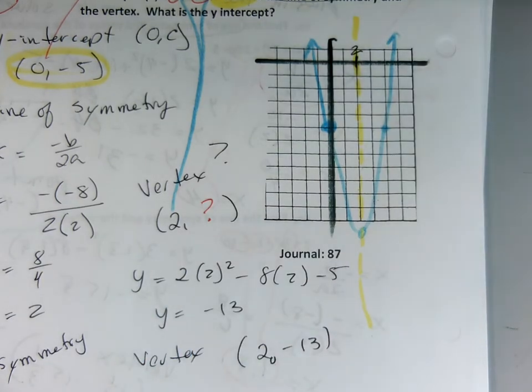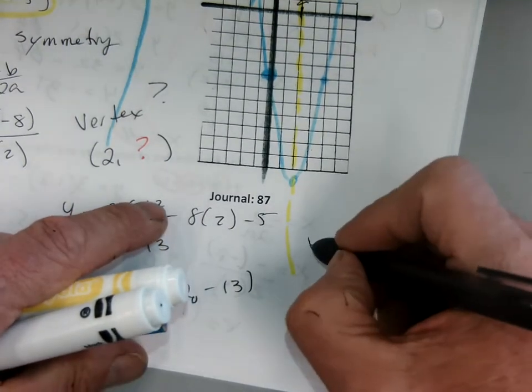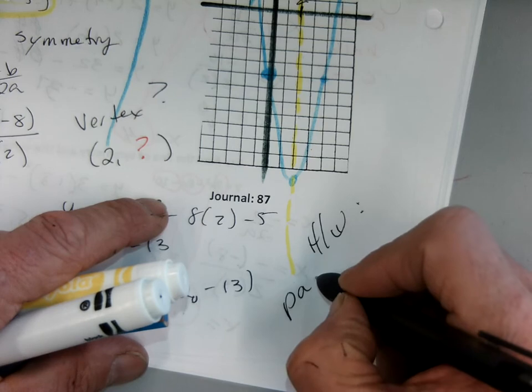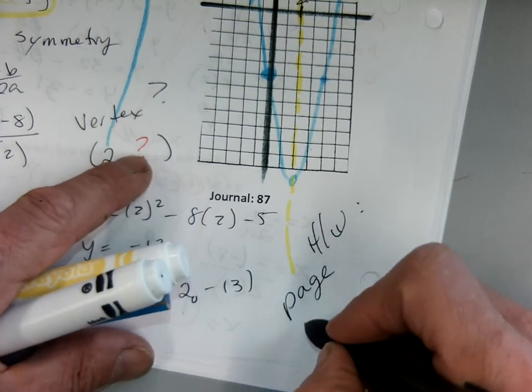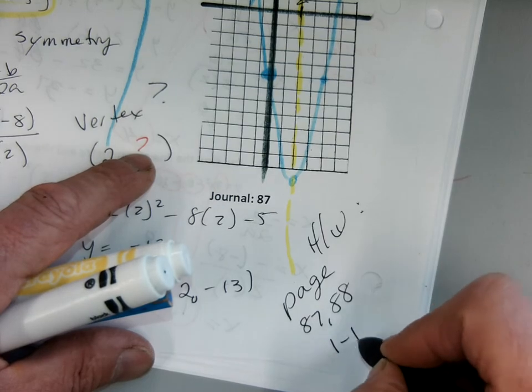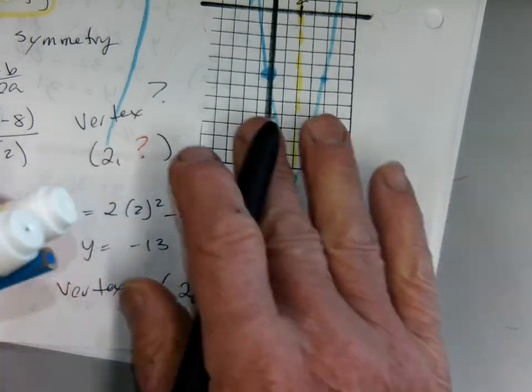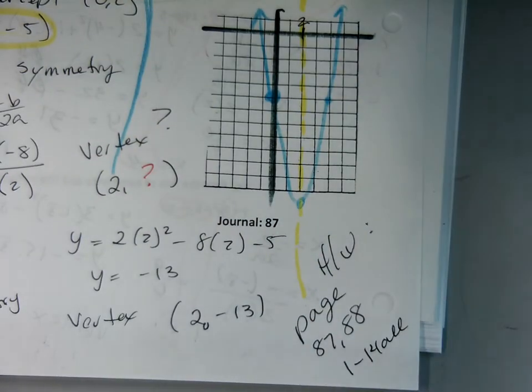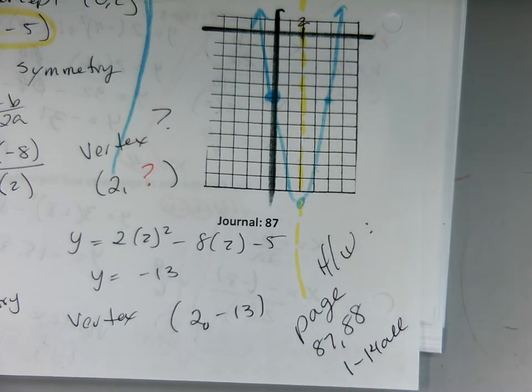All right, so homework today is out of the journal. Homework is on pages 87 and 88. I want you to do 1 through 14 all. Sounds like a lot, but it's just this mini equation that we're going to keep using over and over again, okay? All right. We can take a real quick break.